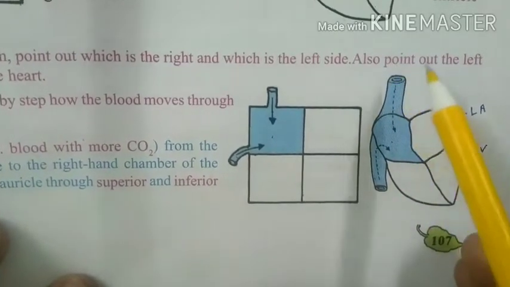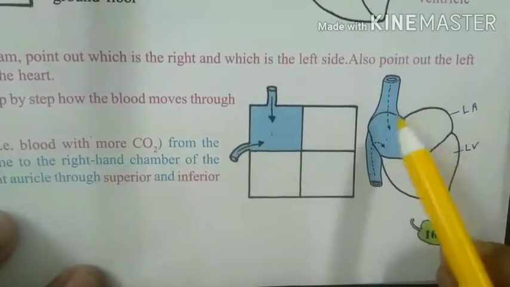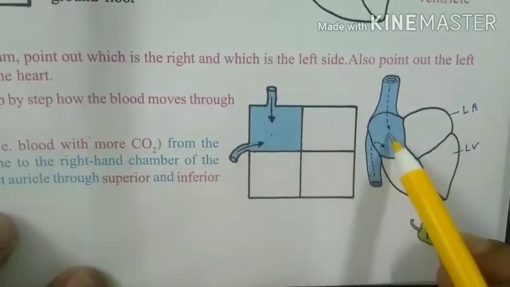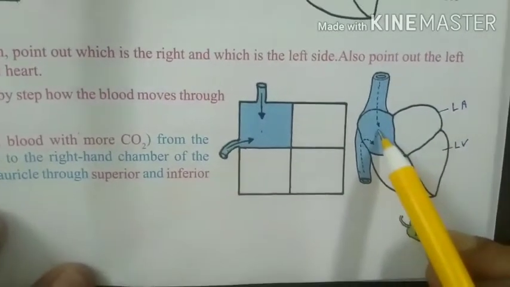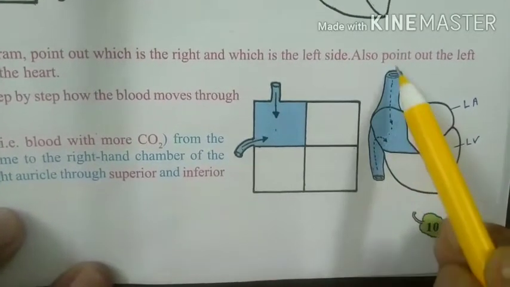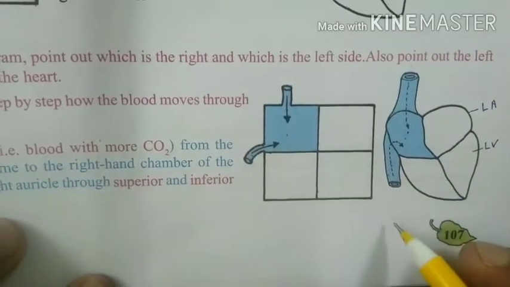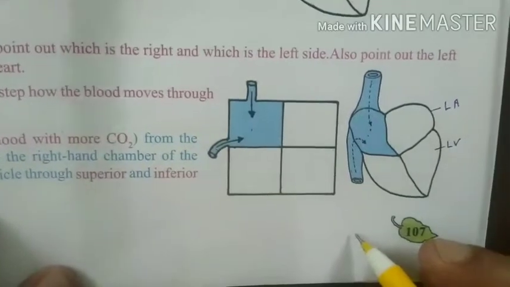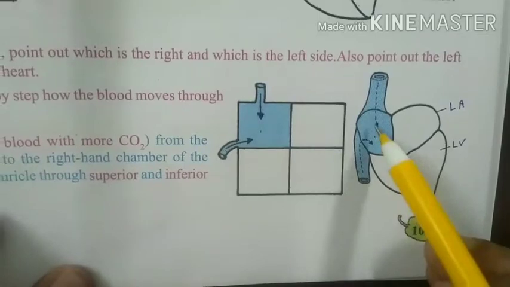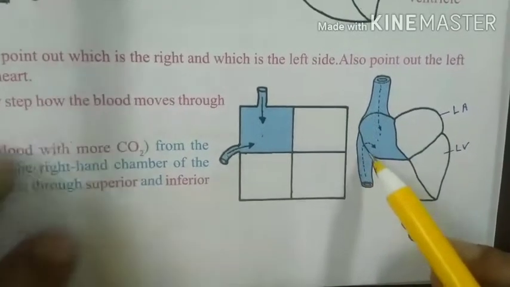Impure blood from the upper parts of the body comes to the right auricle through the superior vena cava, and impure blood from the posterior part of the body comes into the right auricle through the inferior vena cava.